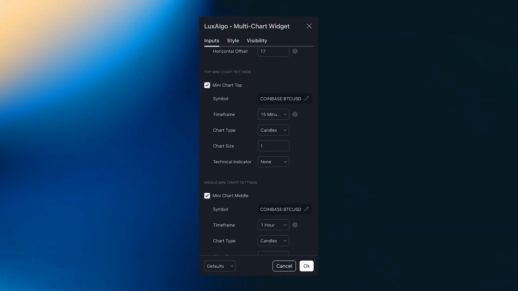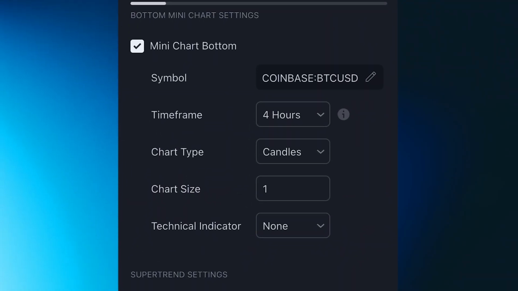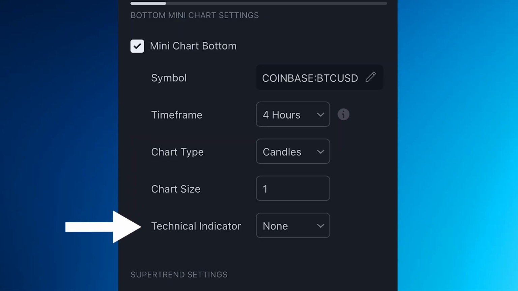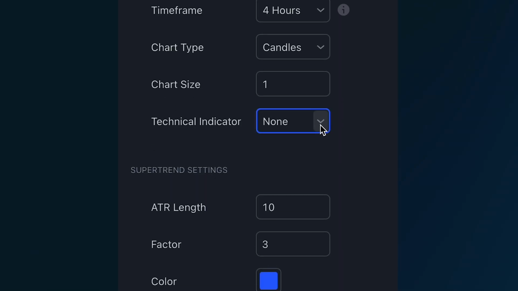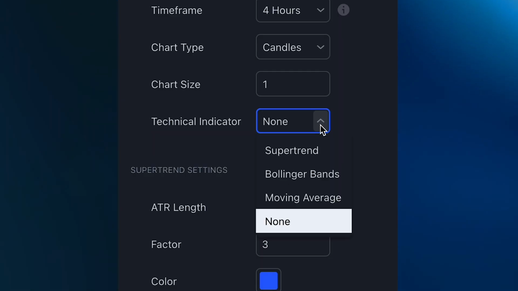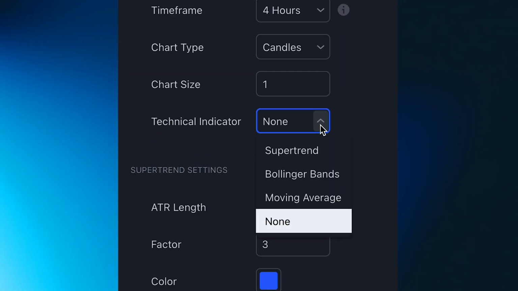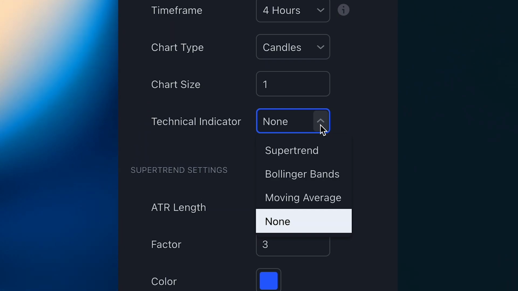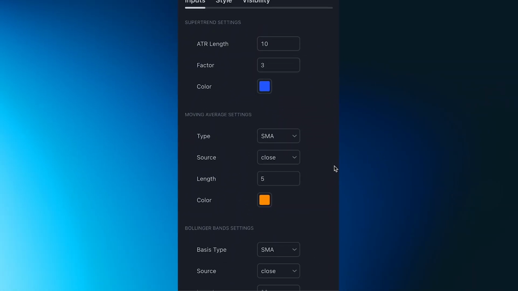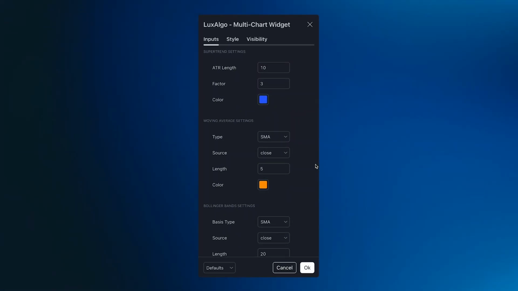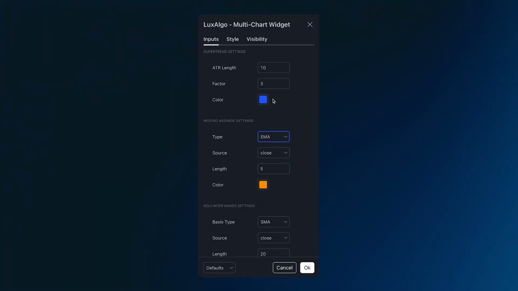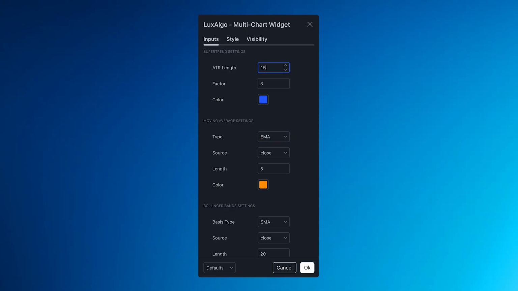If we look in the settings of the indicator, you'll find separate sections for each chart, allowing you to customize the ticker, time frame, chart type, chart size, and the indicator used for that chart. The drop-down for the indicator options provides 3 choices: a super trend indicator, ideal for identifying market trends, a Bollinger Band indicator, useful for detecting volatility and potential reversals, and a moving average, great for timing entries based on crossovers. Additionally, if you scroll further, you can effortlessly adjust the settings of these indicators to align with your trading style. This level of customization ensures that setting up your chart for tracking a trade setup is both intuitive and efficient.